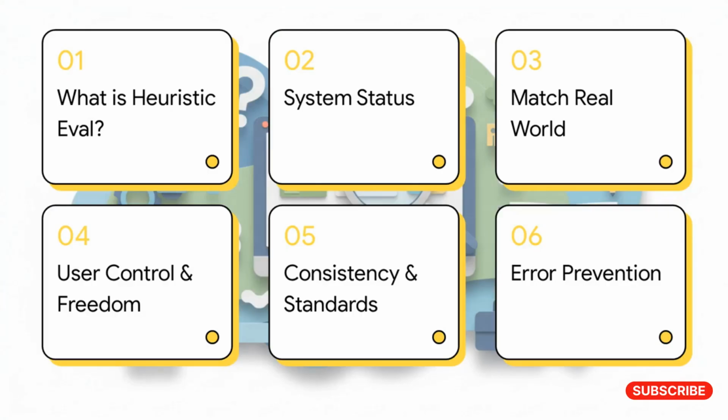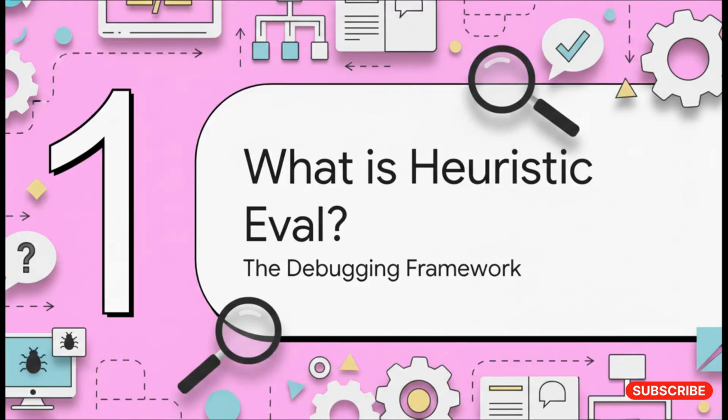So, here's our roadmap for today. First up, we'll ask, what actually is heuristic evaluation? Then we'll dive right into 5 key principles: visibility of system status, matching the real world, user control and freedom, consistency and standards, and finally, the art of error prevention. Let's get into it. All right, starting with Section 1.